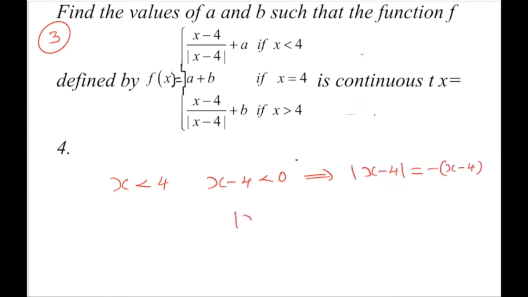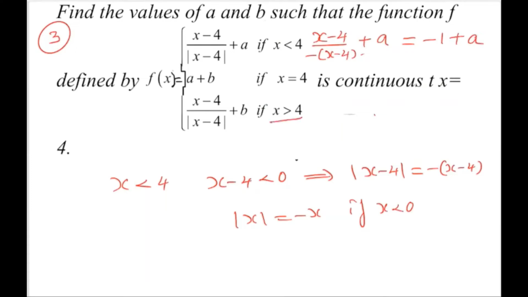Remember, mod x is minus x whenever x is less than 0. But minus x will be positive. Even this will be positive. You can write this as (x minus 4) upon minus (x minus 4) plus a. That becomes minus 1 plus a.